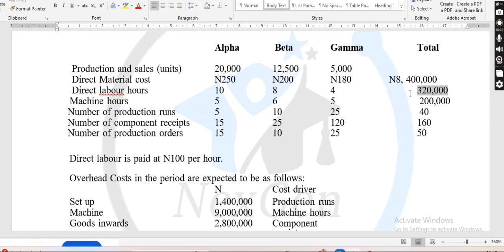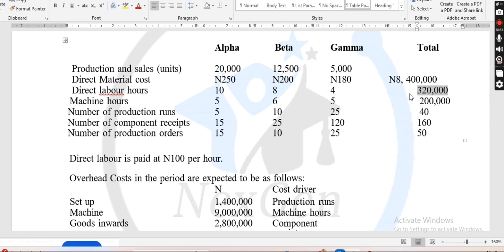Now, in a situation, because at Next Gen Professional Associates we give you the worst case scenario, we'll tell you the worst case scenario that will happen. Now, in a situation whereby this total of 320 hours is not given to you in the question, what will you do? Because you need to get the budgeted labor hours. What will you do?